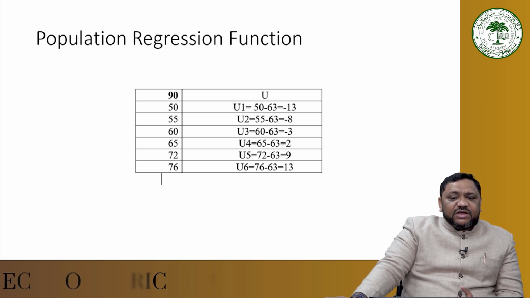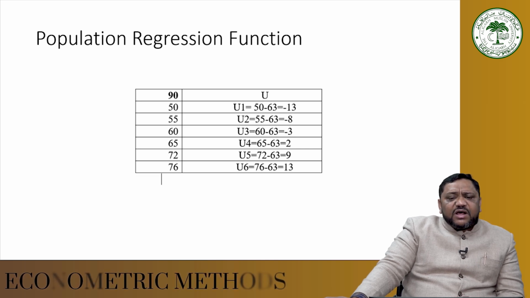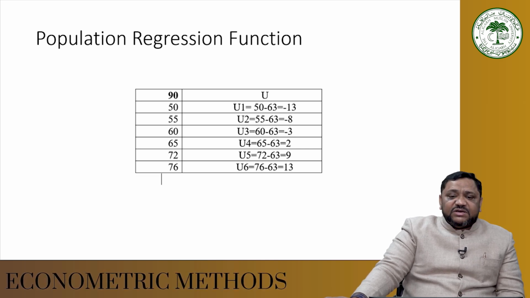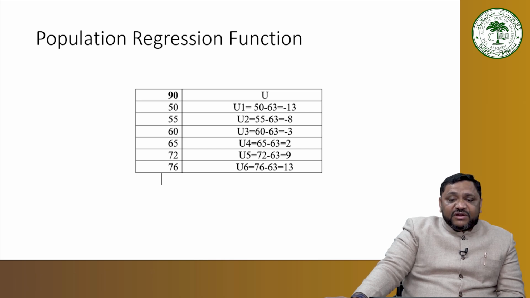The stochastic specification has the advantage that it clearly shows that there are other variables besides income that affect consumption expenditure, and that an individual family's consumption expenditure cannot be fully explained by the variables included in the regression model.